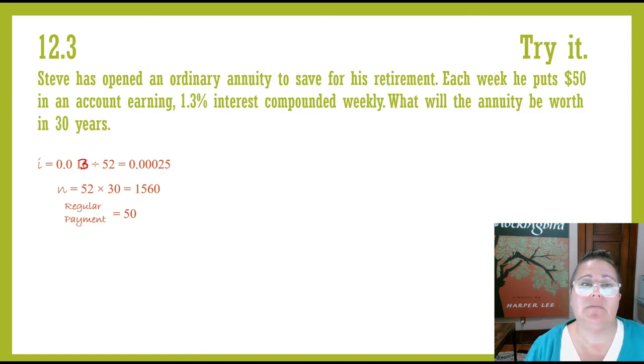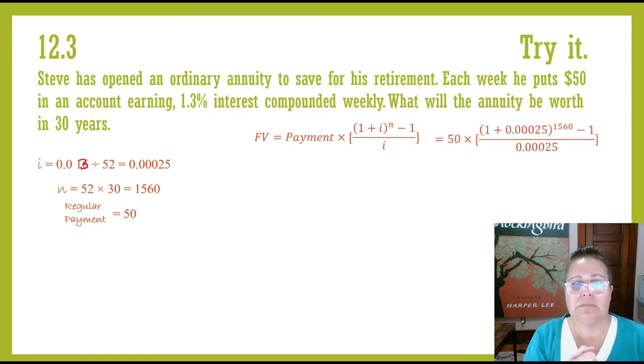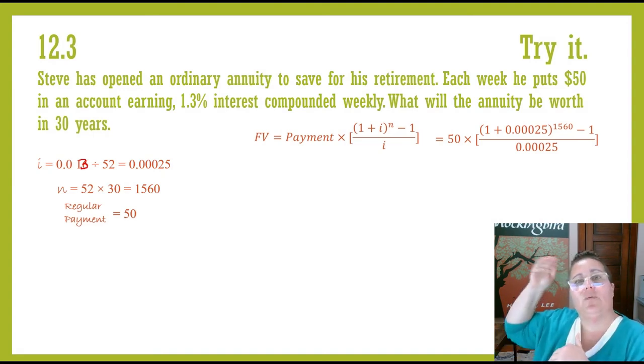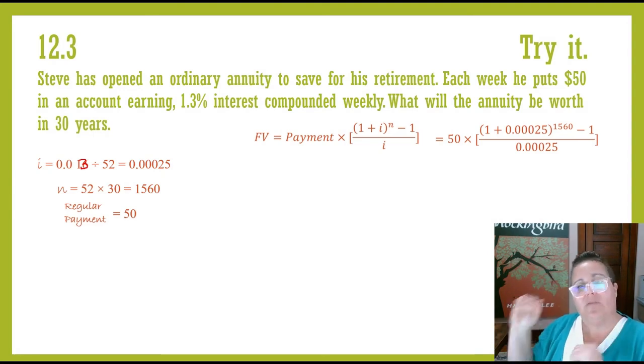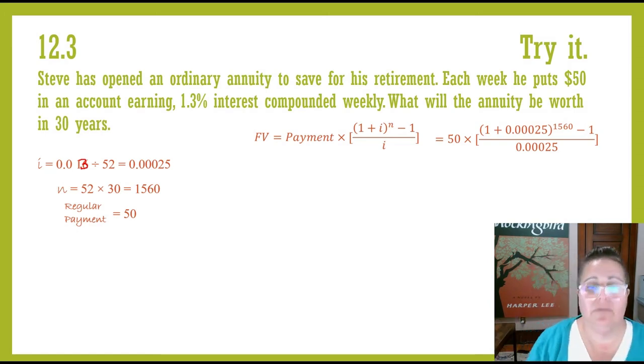We're using the formula because that interest amount is not a good number and 52 is not something that we want to do. So we're going to take the future value formula for an ordinary annuity, which is the payment times square brackets 1 plus i to the n minus 1 over i. Substituting in what we know, the i, the n, and the $50 payment, we have 50 times 1 plus 0.00025 to the 1,560th power minus 1 divided by 0.00025. And doing them one at a time, order of operations.